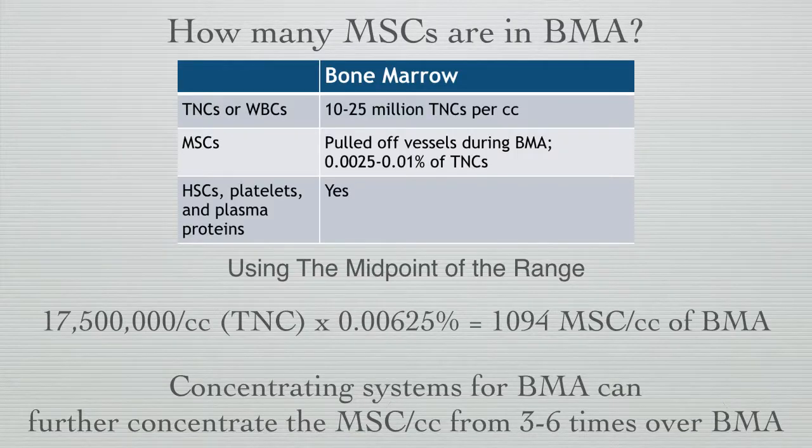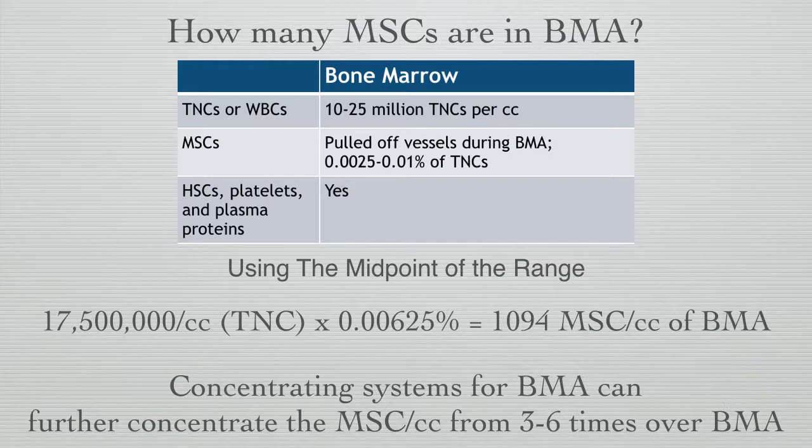One of the questions I commonly get is how many stem cells are in bone marrow aspirate? Well, in terms of total nucleated cells, there's 10 to 25 million total nucleated cells per cc. The mesenchymal stem cells are aspirated off of vessels and from the marrow environment during an aspiration, and they range from 0.0025 to 0.01% of the total nucleated cell count.